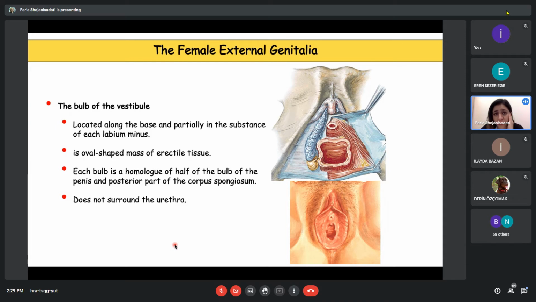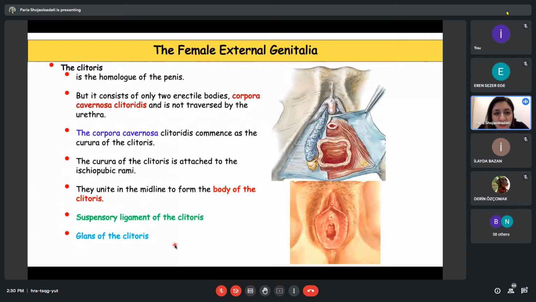Another important feature of the bulb of the vestibule is that it does not surround the urethra. It's an important difference between this part and the spongy part of the penis, because the urethra is located inside the corpus spongiosum of the penis, but it's located outside of the bulb of the vestibule in the female genital organ.